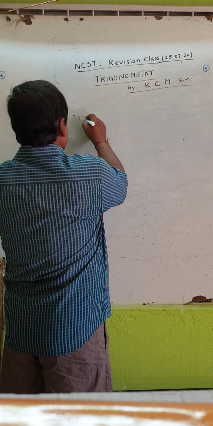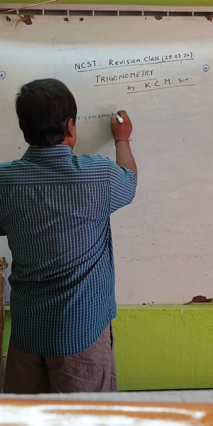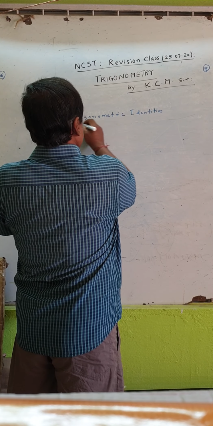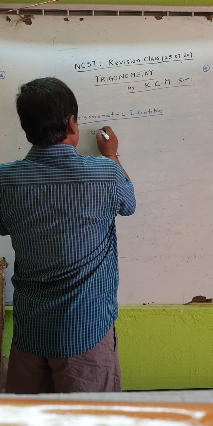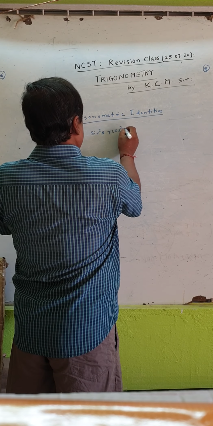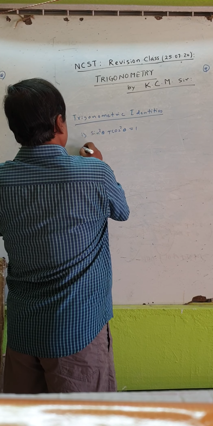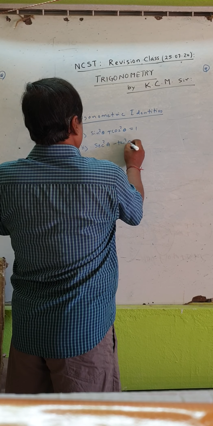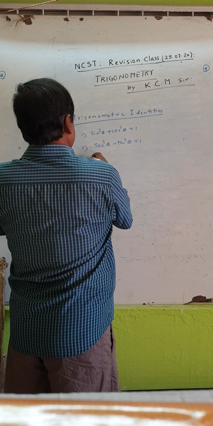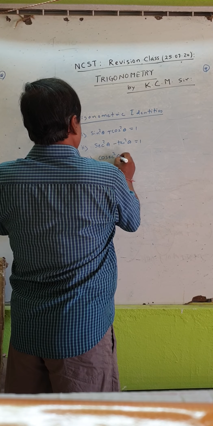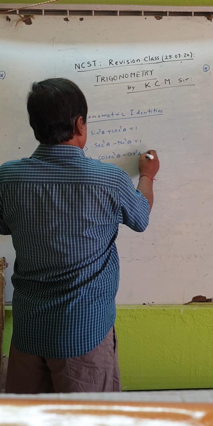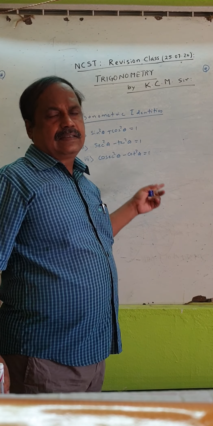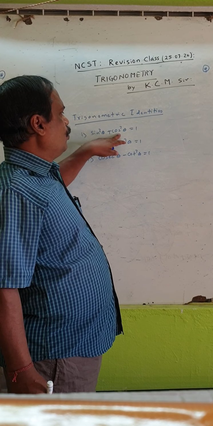So these are trigonometric identities. Sin square theta plus cos square theta equal to 1. This is the first one, and second one is sec square theta minus tan square theta equal to 1. Third one is cosec square theta minus cot square theta equal to 1. So these are identities. This relation is true for all values of theta.